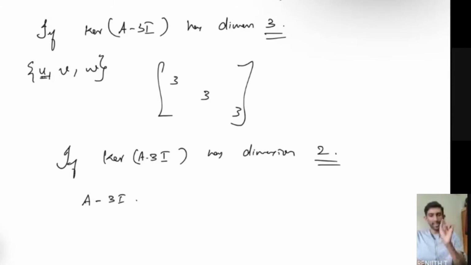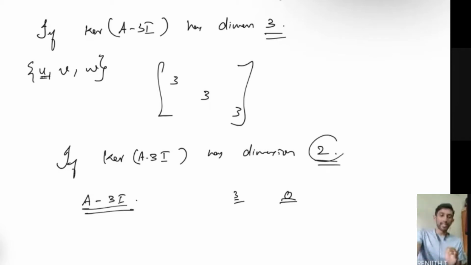Since all eigenvalues of A are 3, all eigenvalues of A minus 3I will be 0. That means A minus 3I is a nilpotent matrix. And what about the dimension of its kernel?